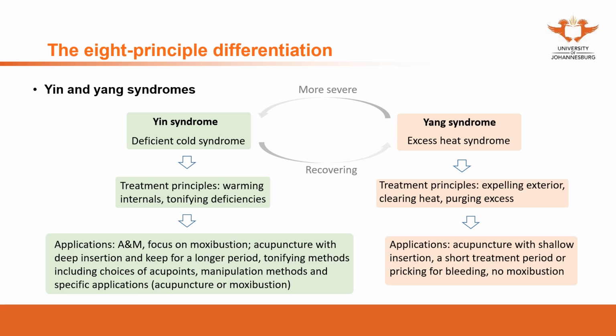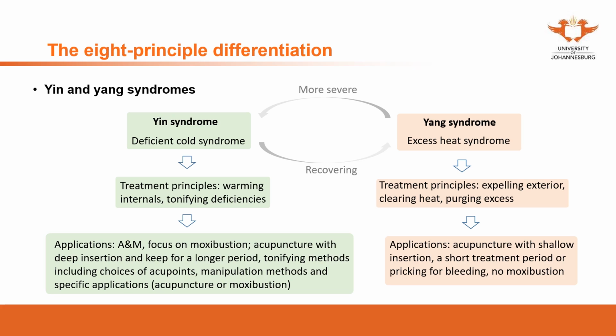Yin and yang sometimes is not sufficient. We need to further identify: is it interior or exterior? Is it deficient or excess? In the yin syndrome, we can use acupuncture and moxibustion. We can focus more on moxibustion. We can apply acupuncture with deeper insertion and keep it for a longer period.